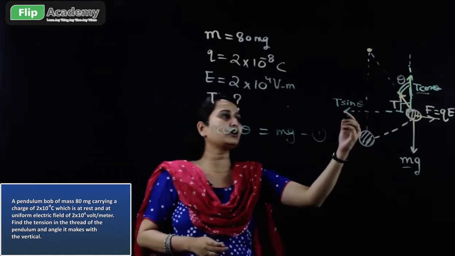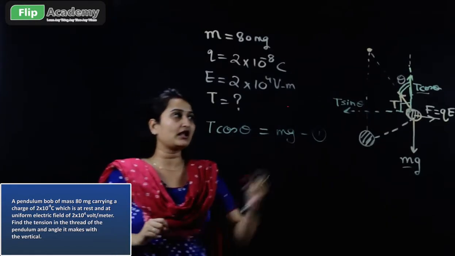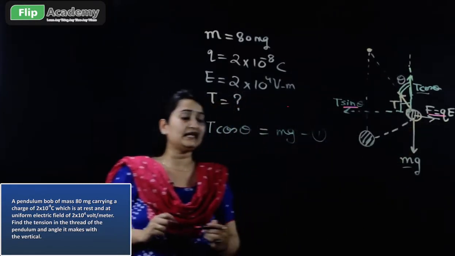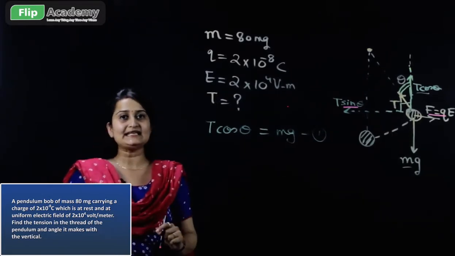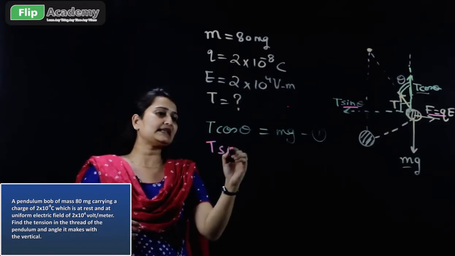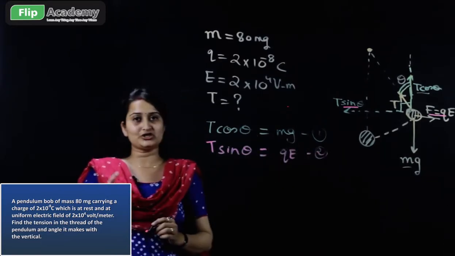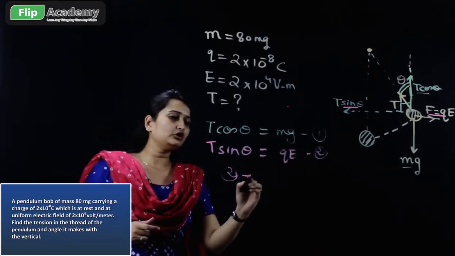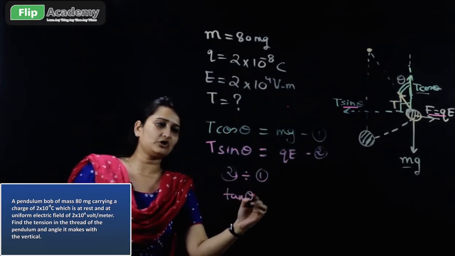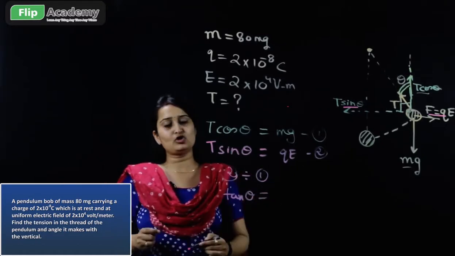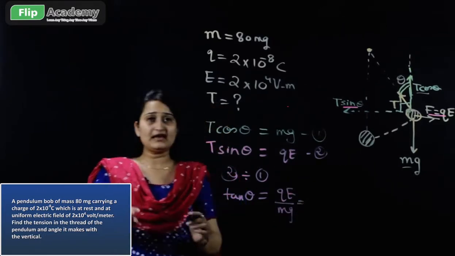Similarly, if we look into the horizontal axis, the same concept works. T sin theta and QE are in opposite directions, but both are equal because they are cancelling each other. So in that condition, T sin theta is equal to Q into E. This becomes equation 2. Now, just divide 2 by 1. If you divide 2 by 1, it becomes tan theta because T cancels out. Sin theta upon cos theta is tan theta, equal to QE upon mg.